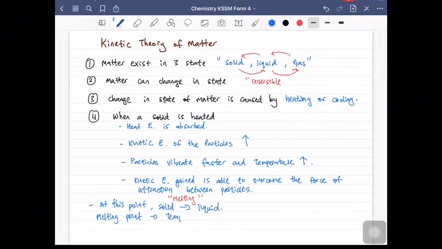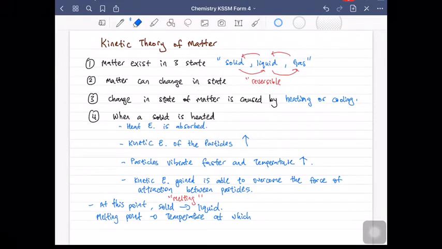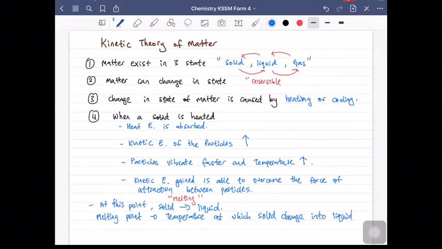Okay, if the question asks you what is melting point, the answer will be temperature at which solid change into liquid at a particular pressure.